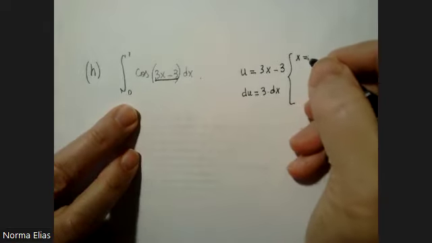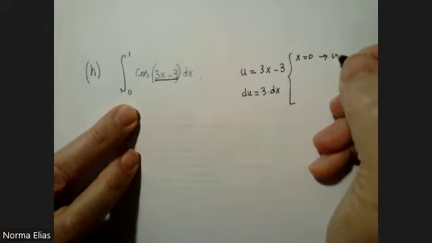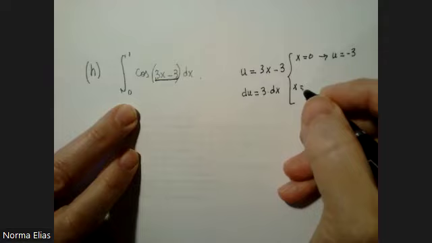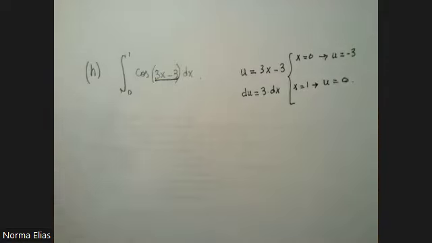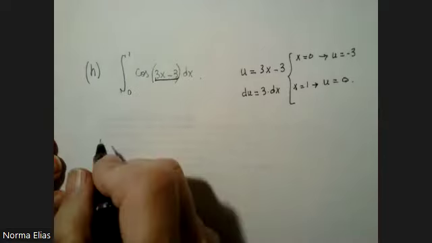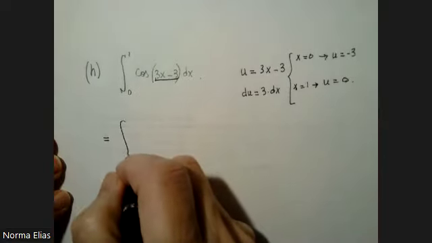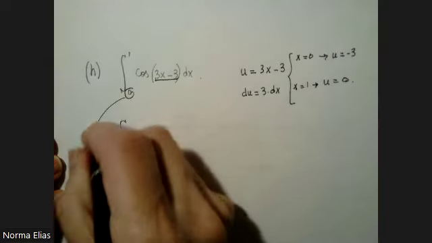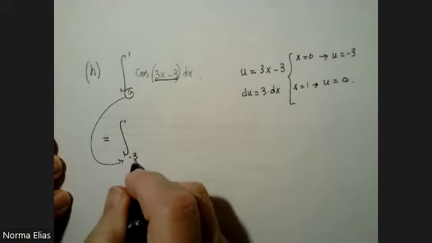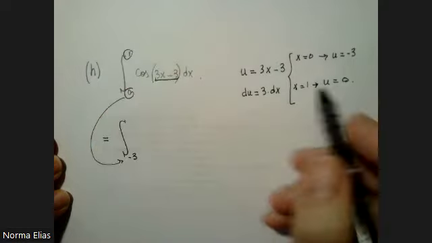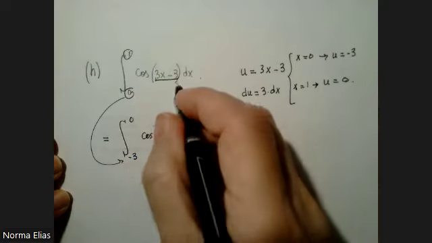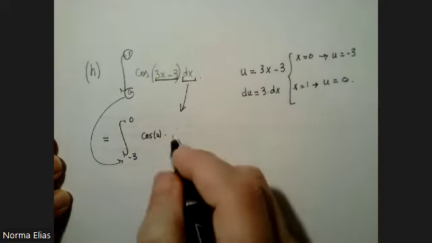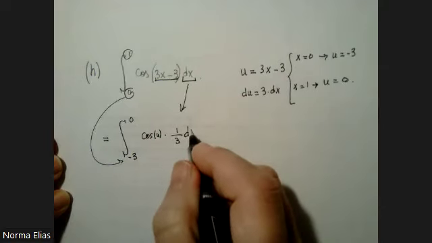If x is 0, u is minus 3. If x is 1, u is equal to 0. And now everything is in terms of u. So this would become the following. The 0 became minus 3. The 1 went to 0. Cosine of u. And the dx is 1/3 du.